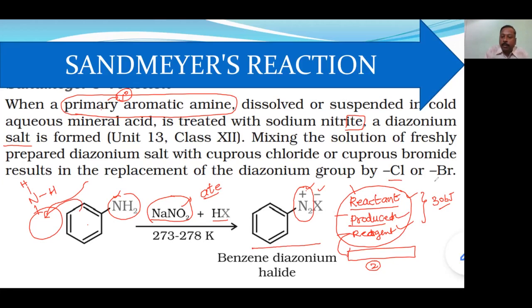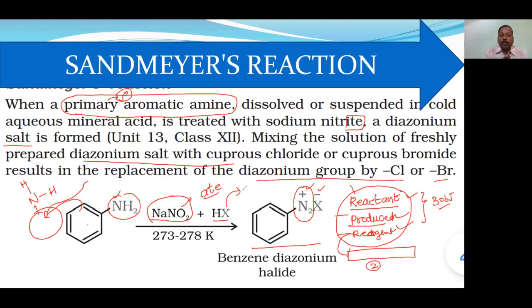So chlorine or bromine. Here we are using the X. X can be chlorine or bromine. Okay. So mixing the solution of a freshly prepared diazonium salt with cuprous chloride or bromide results in the replacement of the diazonium group by chlorine or bromine.